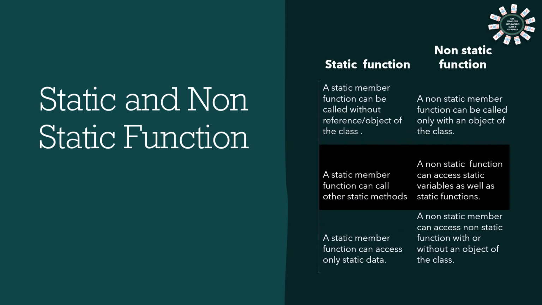A static function or static member can be called without the reference or object of the class. We have seen the example. If it is a static function, there is no need of creating an object. We can just call it by name or with the help of the class name. No need of objects. And if it is a non-static function, it has to be called with the help of an object.